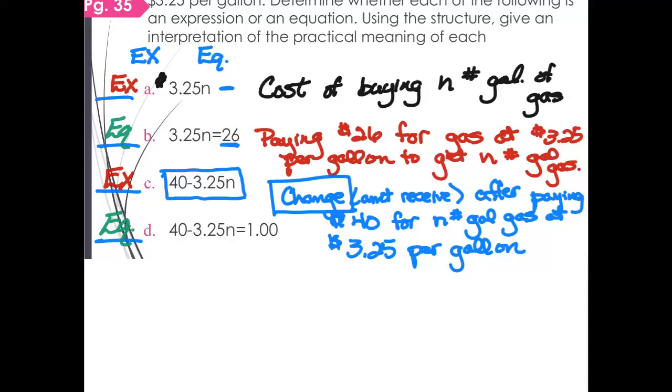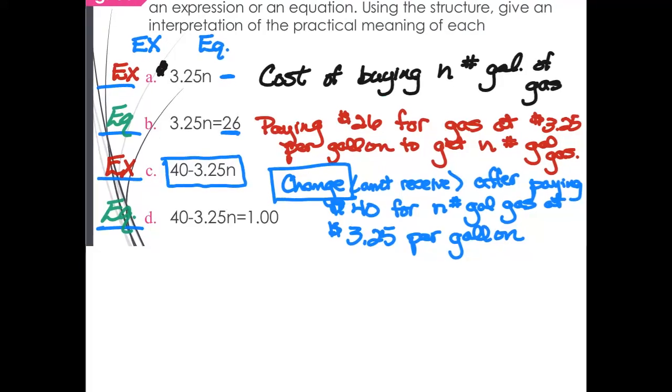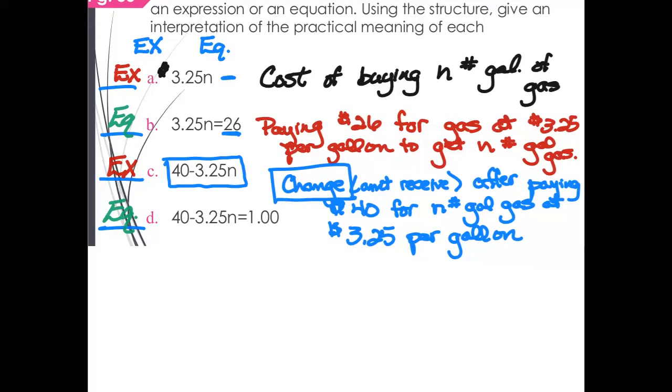Okay? Does that make sense? Give me a head yes, no, like I don't know. Yes? Little? Okay. And what about this last one? 40 minus 3.25n equals 1.00. What does this represent? It's very similar to the expression above, but we have it equal to 1.00.